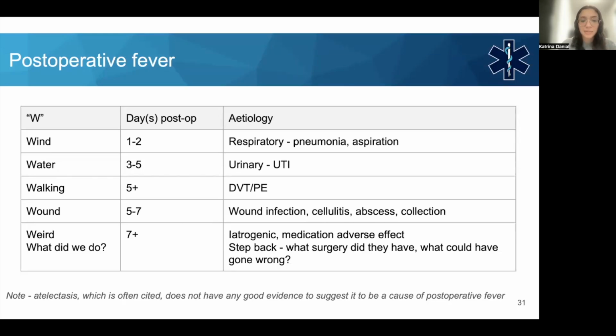From 5 to 7 days, we think about like a wound infection. So for example, is the wound infected? Is there an abscess or a collection near the wound? Do they have a surrounding cellulitis, etc. And then from 7 days onwards, we start to think about all those other different causes. Is it a medication that they're on? Is it something that happened during the surgery? All right, things like that.